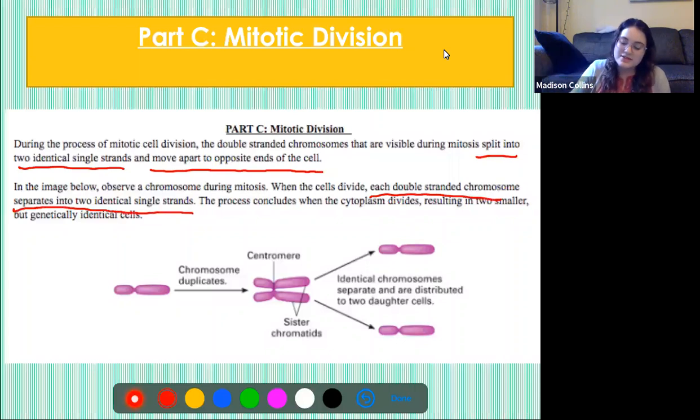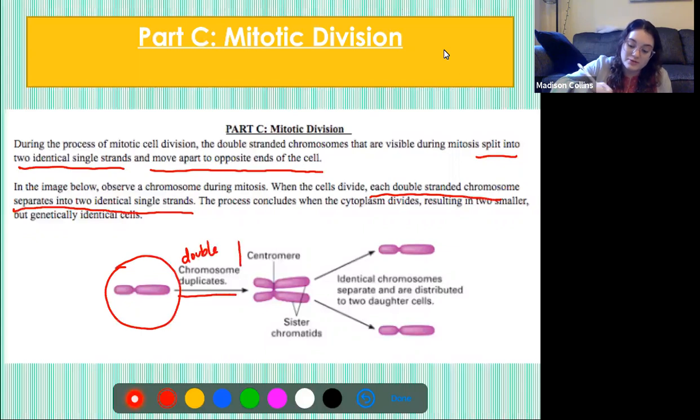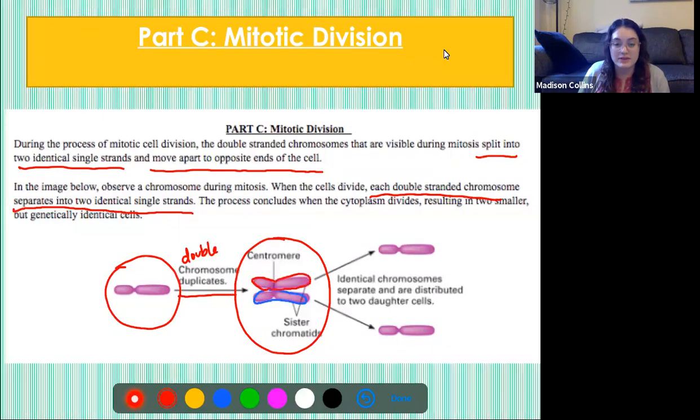Okay. This process ends when the cytoplasm divides, resulting in 2 smaller but genetically identical cells. So this is what we just saw, right? We start with one cell. The chromosomes are going to duplicate, so they double. We now have a double-stranded chromosome still inside that single cell. Okay, but remember when we have that double-stranded chromosome, we now have 2 sister chromatids that are each carrying identical sets of the genetic information.